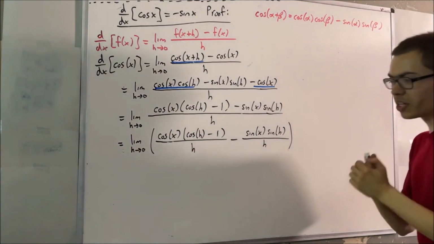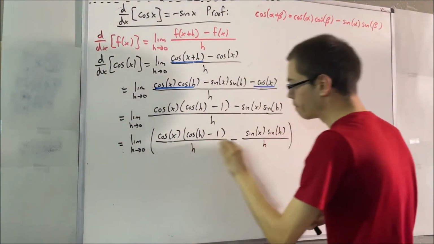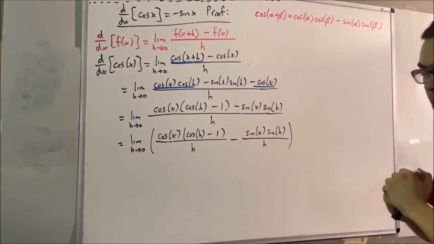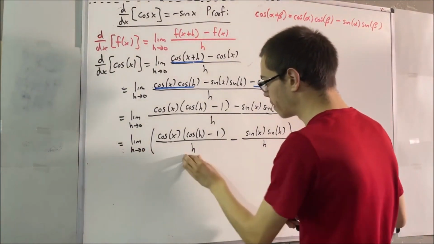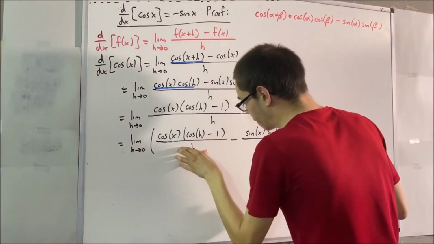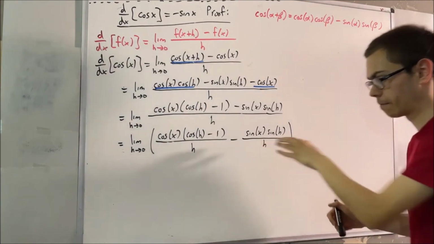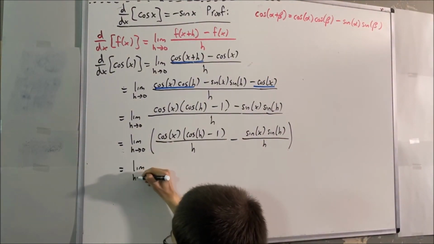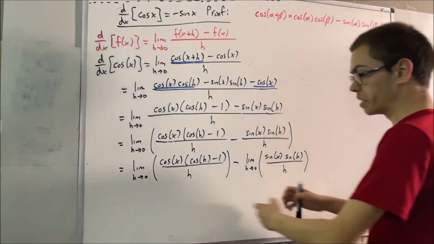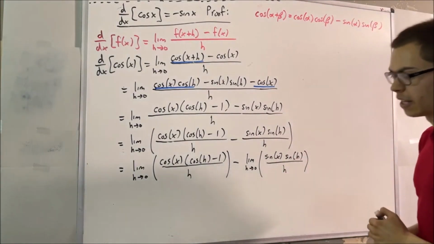So notice we are taking the limit of something minus something. Well, if you recall, there's this property of limits that says that whenever we have the limit of something minus something, we can re-express this as the limit of this minus the limit of this. So this is how we have rewritten it.